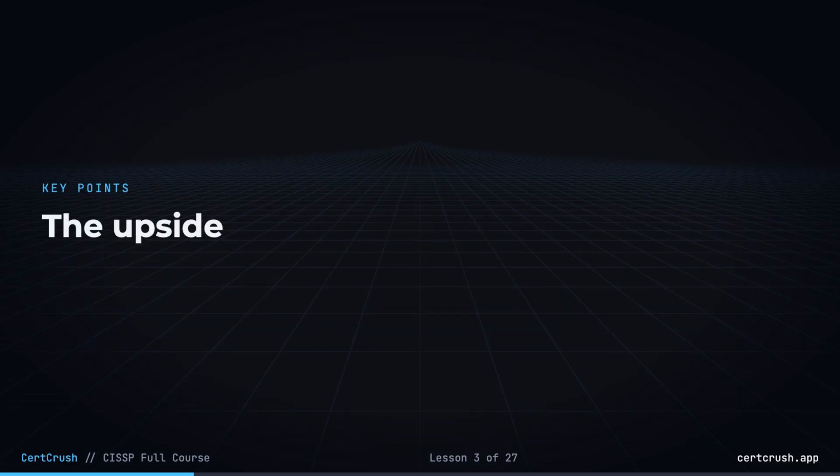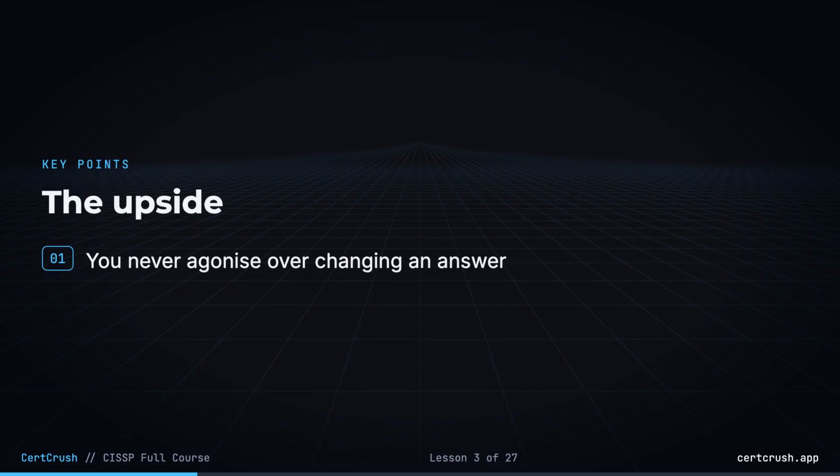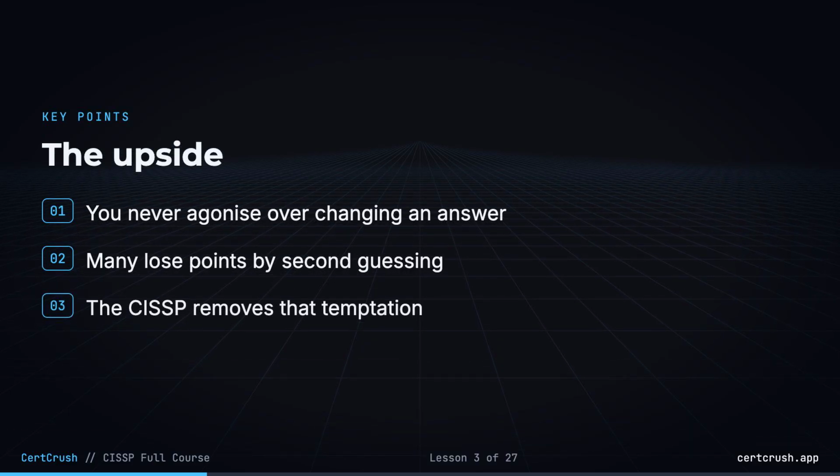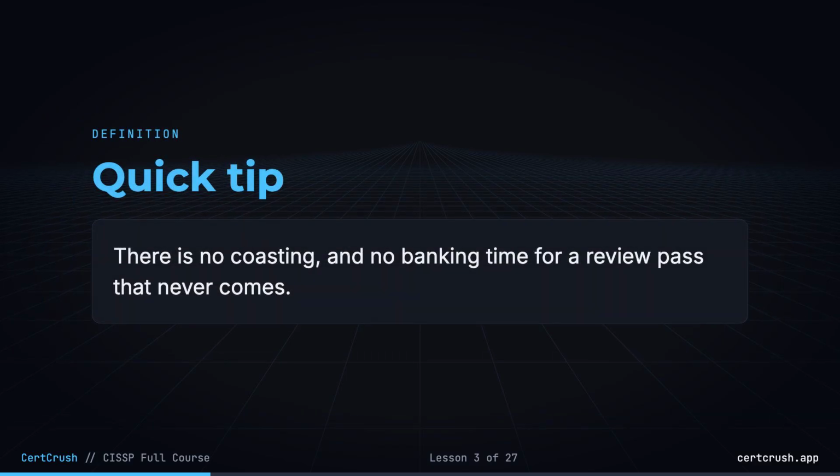This also has a practical upside. Because you can't go back, you'll never waste time agonizing over whether to change an answer. Many test takers lose points by second-guessing correct answers into wrong ones. The CISSP quietly removes that temptation. Here's a quick tip. Treat every single question as if it could be your last, because it might be. There's no coasting and no banking time for a review pass that will never come. Steady, careful attention on each item is the whole strategy.